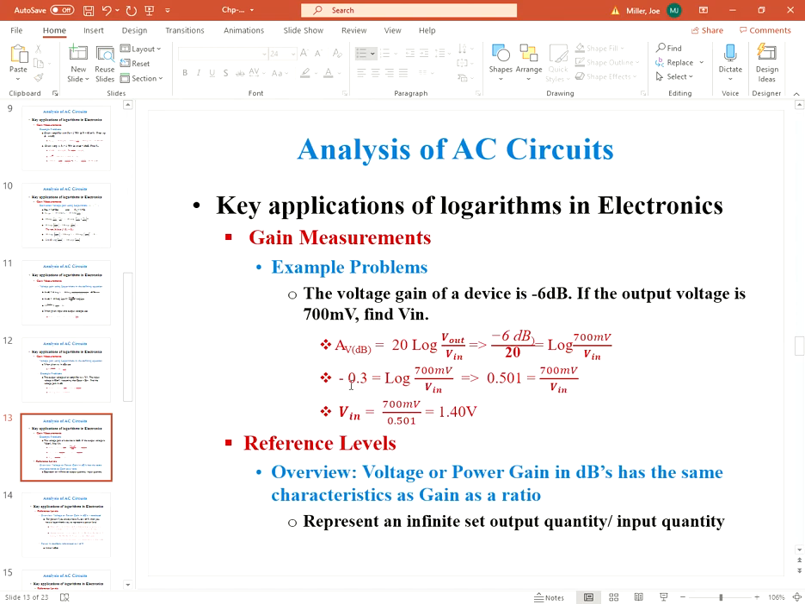Make both sides of this equation the exponent of 10, and you're left with 0.501 equals 700 millivolts divided by V in, and V in will equal 1.4 volts. Of course, the input is larger than the output, and the reason why I knew this back here is because the voltage gain of the device is a negative number of dBs.